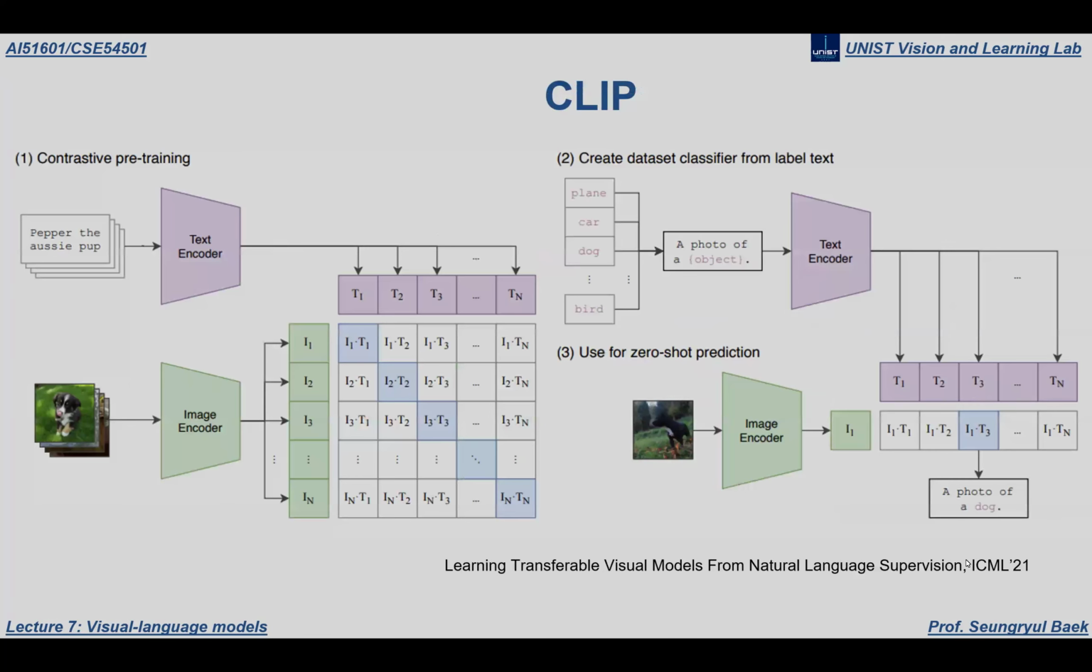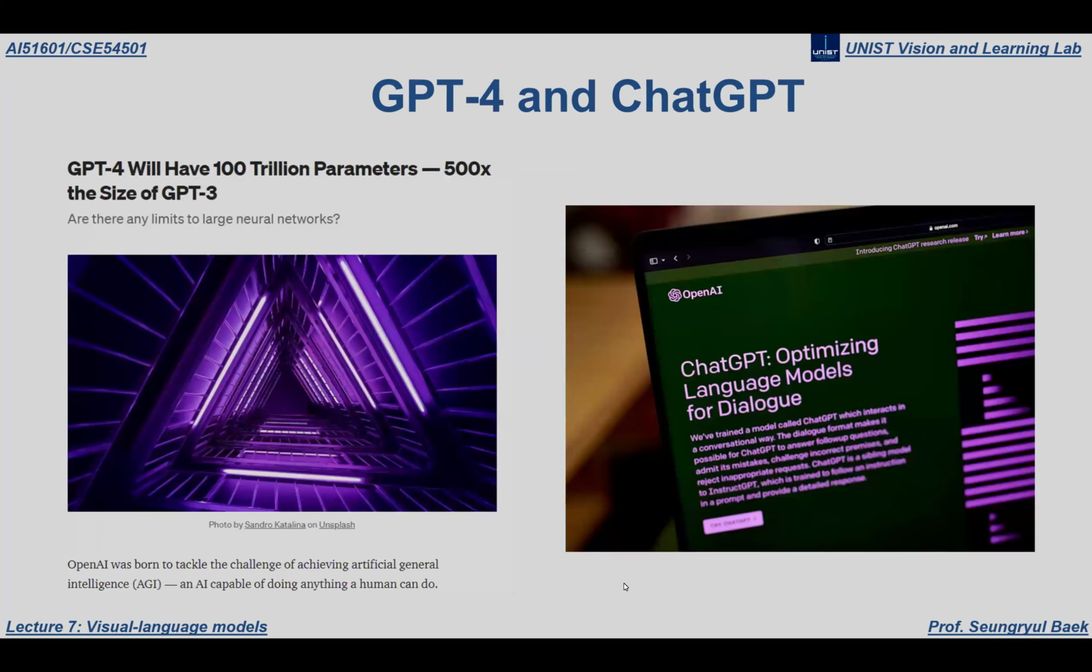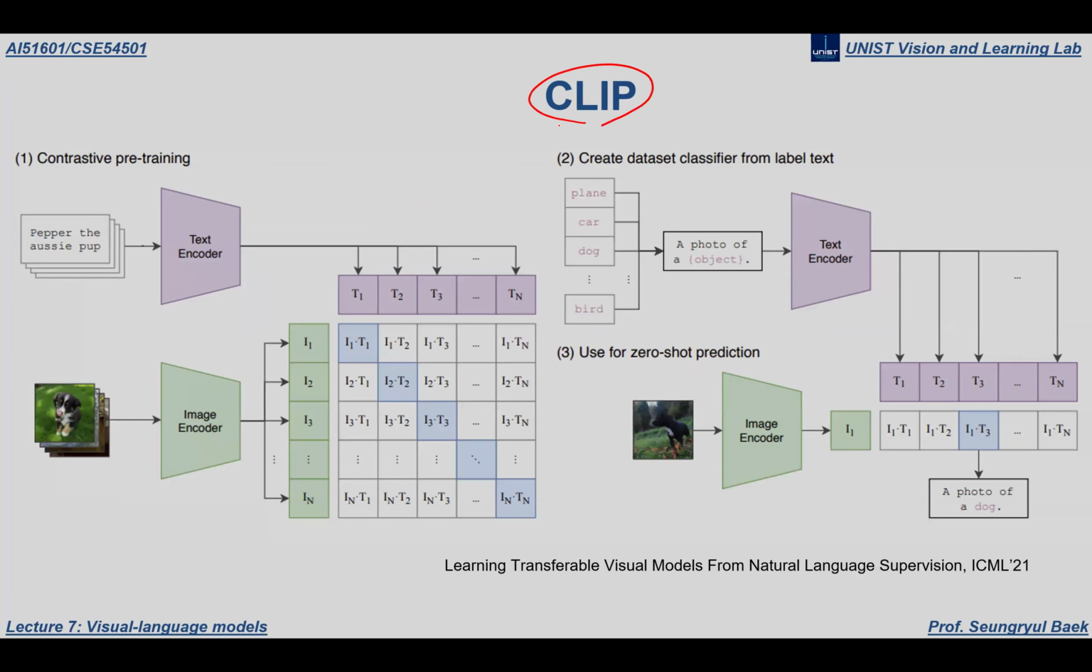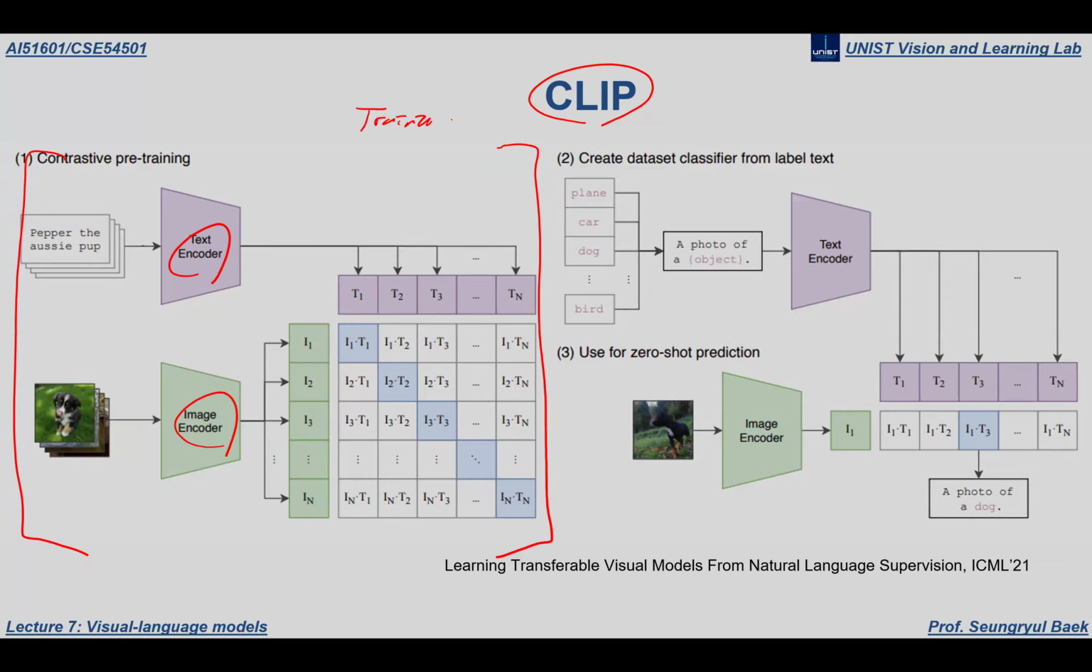So last time we learned about CLIP. Basically, CLIP aligns the image features with the text features. There are a text encoder and an image encoder, and the objective of CLIP is to train this text encoder and image encoder. Some students asked me after class whether there are training and testing phases. This left side is the training phase, and the right is the testing phase.